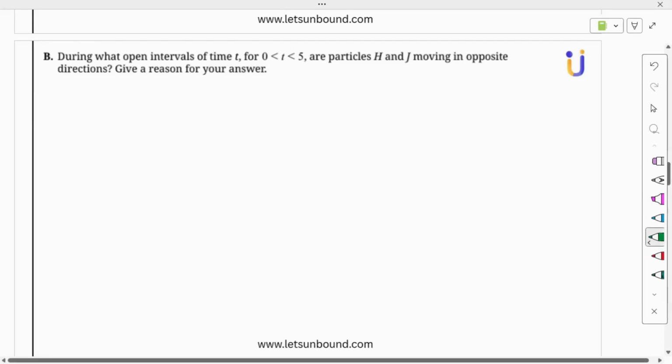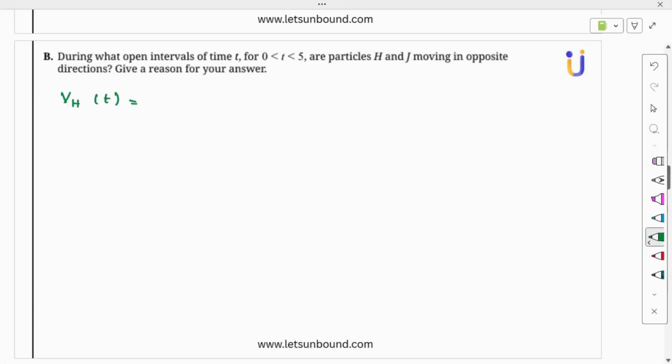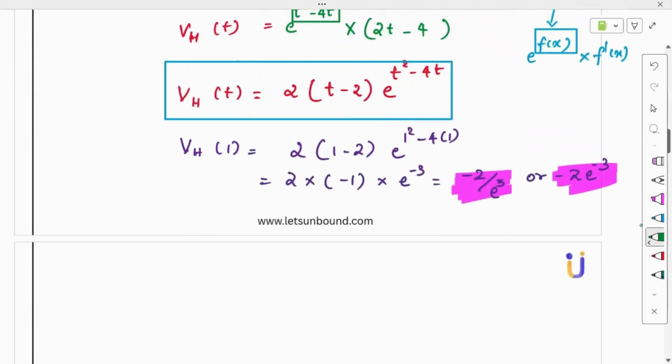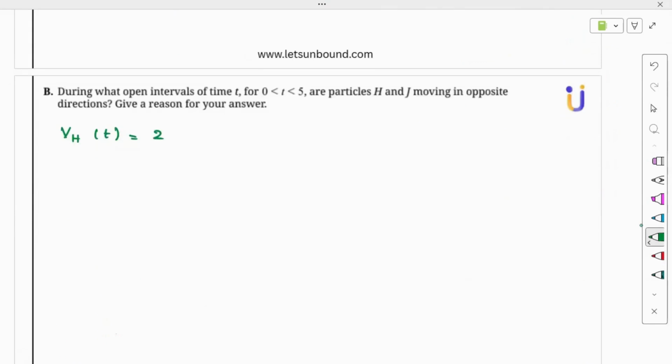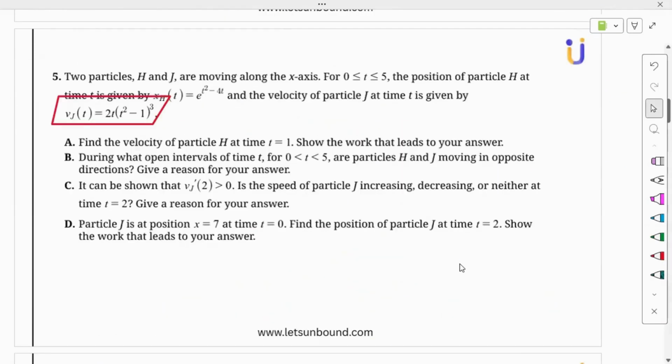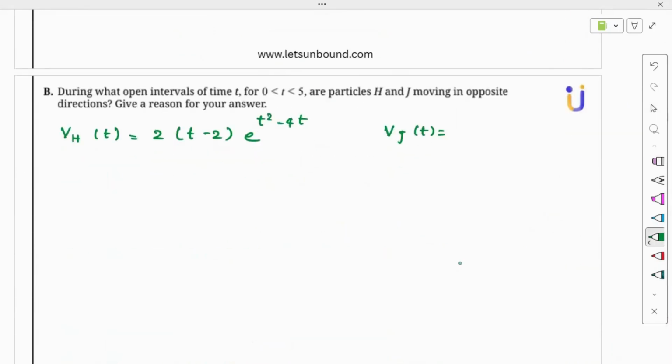When a particle is moving in a direction, right or left, to determine this, we will use velocity. So you need velocity of both the particles. VH of t, we just now found in the previous problem, part A, which is 2 times t minus 2 times e to the power t squared minus 4t, right? And then Vj of t, the velocity of j, is given in our main description: 2t times t squared minus 1, the whole cubed.